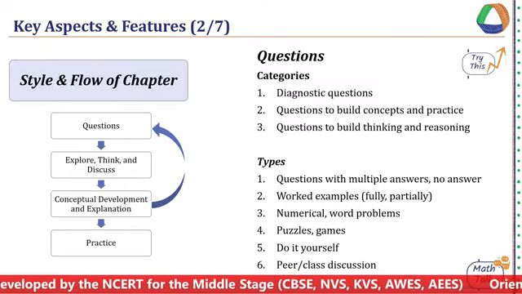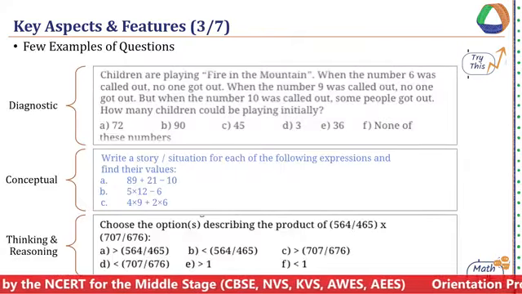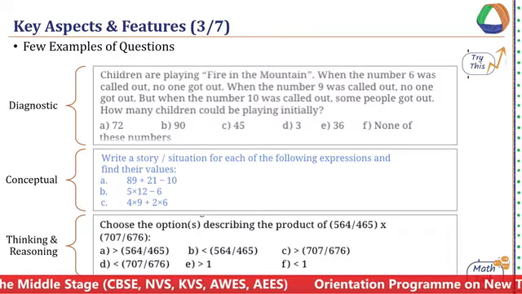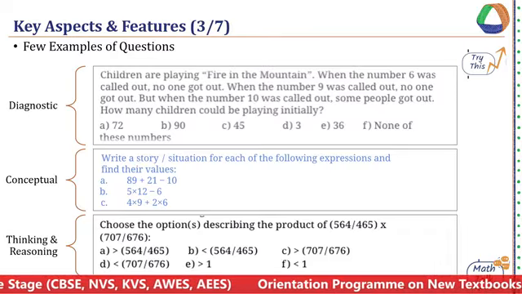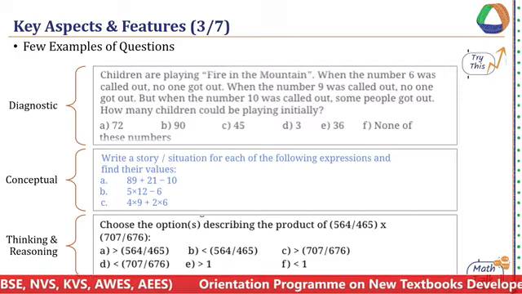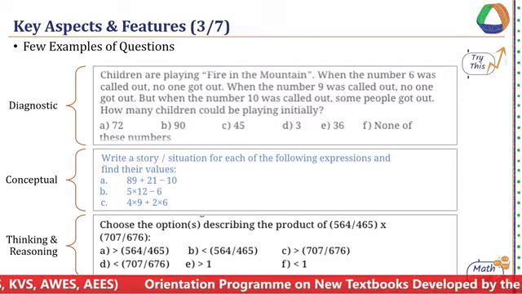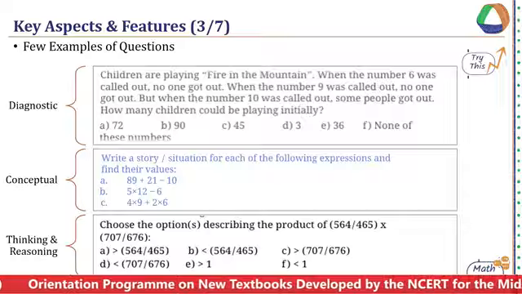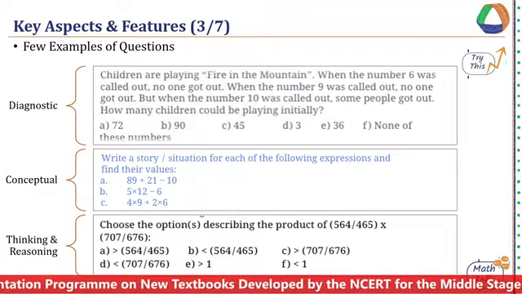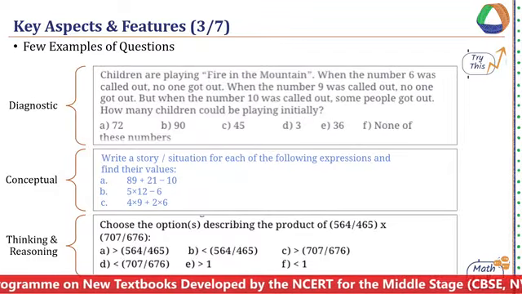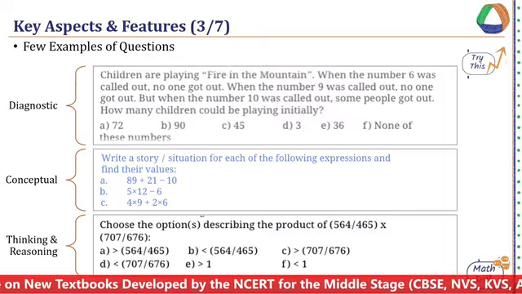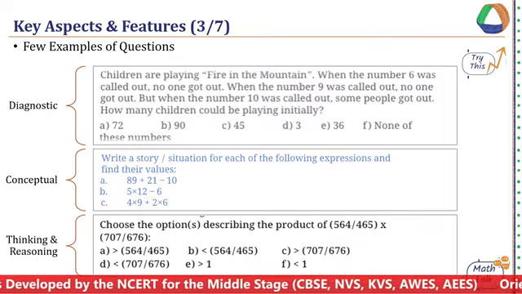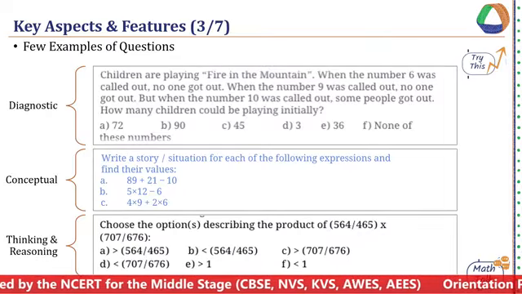So this is the scheme that is being worked out. You can see a few questions here: diagnostic questions, conceptual questions, then thinking and reasoning questions. You can see that in the question on fractions, one fraction multiplied by another fraction, though it seems that this is a very big calculation, if you think about it from a different direction, you can see the choices that have been given there: greater than this, less than this, equal to this, and so on.